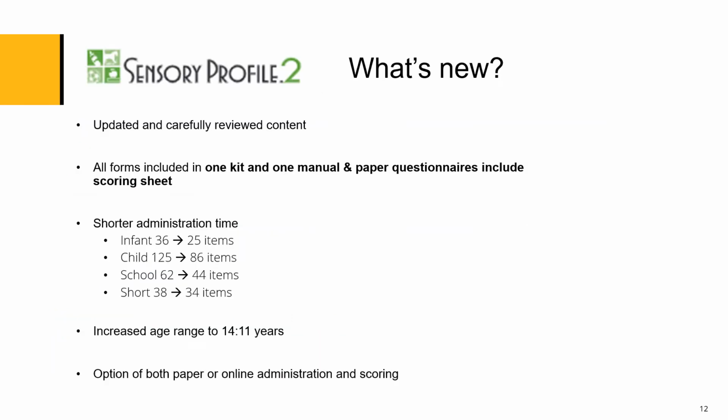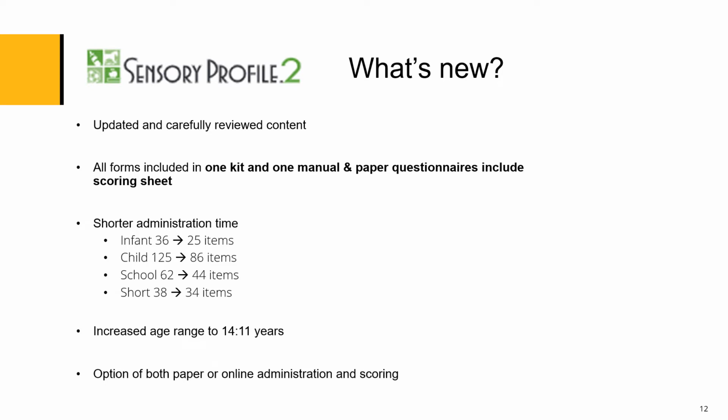So what's new between the Sensory Profile and the Sensory Profile 2? The new profile has been updated and carefully reviewed in its content. All forms have been included in one kit and one manual, and paper questionnaires include the scoring sheet. There have been changes to the items within each of the questionnaires to make the administration time shorter. The infant questionnaire has gone from 36 to 25. The child questionnaire has gone from 125 to 86. The school from 62 to 44 items, and the short from 38 to 34.